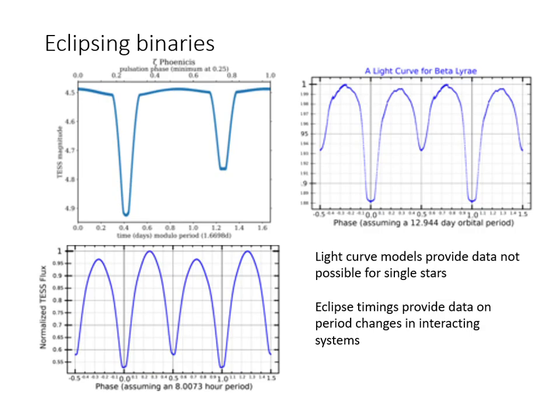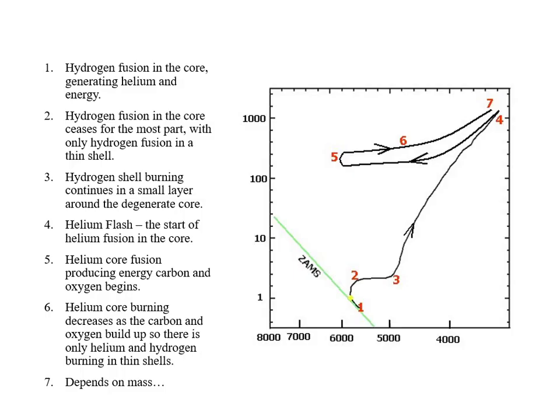The other important thing, which is more relevant to us, is that eclipse timings provide data on period changes in the systems where there is some sort of interaction going on, and that includes all of these types when they are semi-detached, when at least one component is filling its Roche lobe. So we're going to do a bit of stellar evolution.